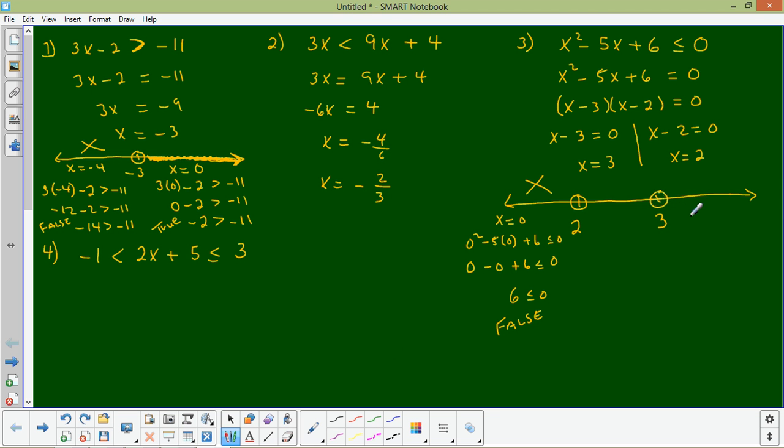Try a number bigger than 3, right? So a number bigger than 3, that would be like x equals 4, right? It's a test number. We're going to have 4 squared minus 5 times 4 plus 6. Is that less than or equal to 0? Okay, so I got 16 minus 20 plus 6. Is that less than or equal to 0? So that's 22 minus 20. Is that less than or equal to 0? Is 2 less than 0 or equal to 0? No, those numbers don't work.